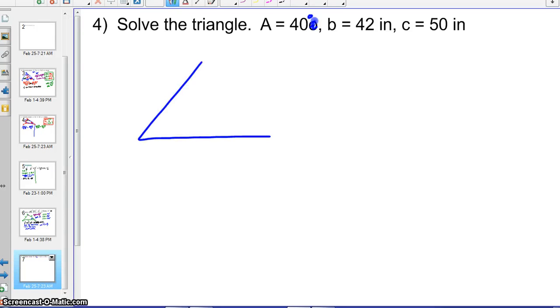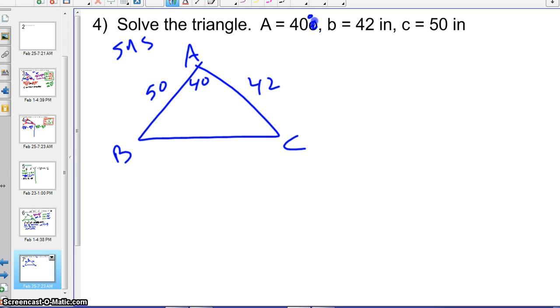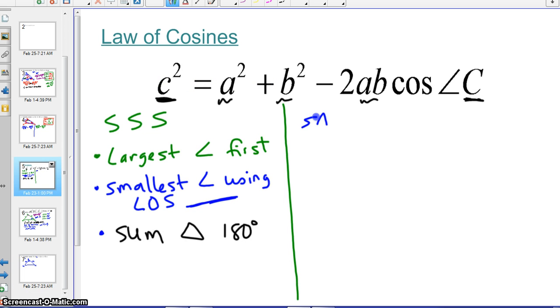So then for number 4 we can draw the triangle, A, B, C, put in the information that we have. And in this case it's just a little bit different. We're given side, angle, side. So the process in order to solve for side, angle, side: we need to solve for the side using the law of cosines.